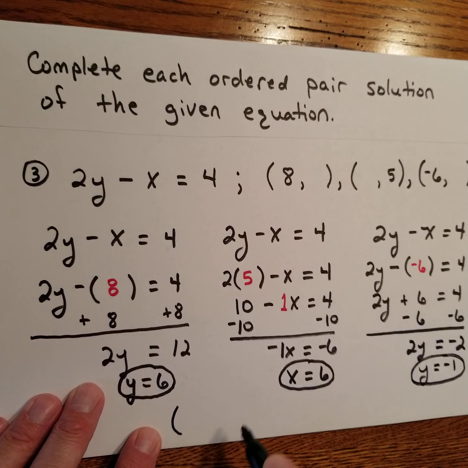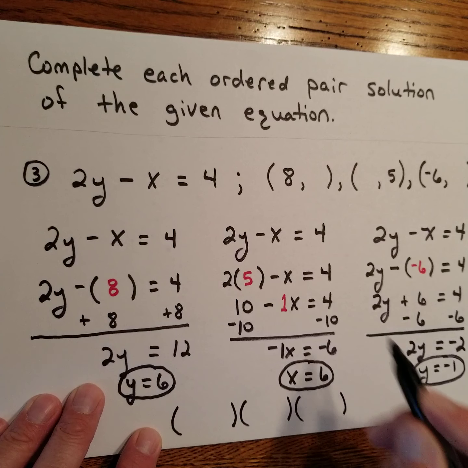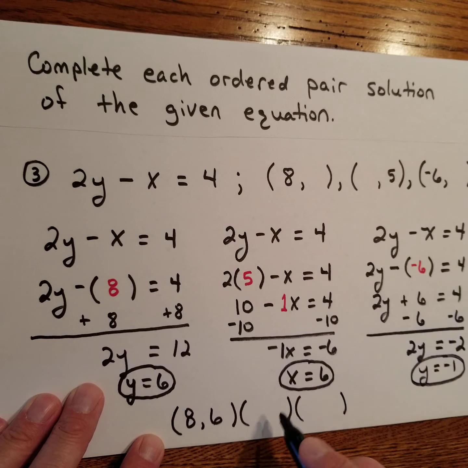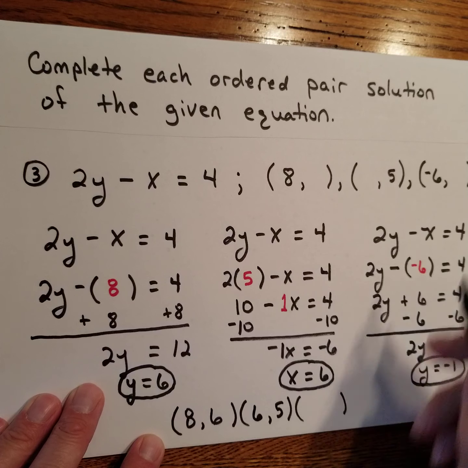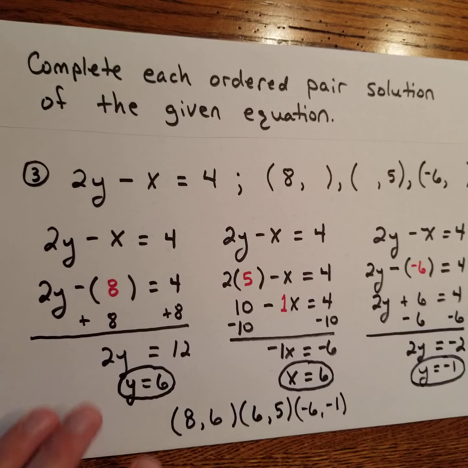Let's dress up that final answer by filling out my 3 ordered pairs. When x is 8, y was 6. When y was 5, x was 6. When x is -6, y is -1.